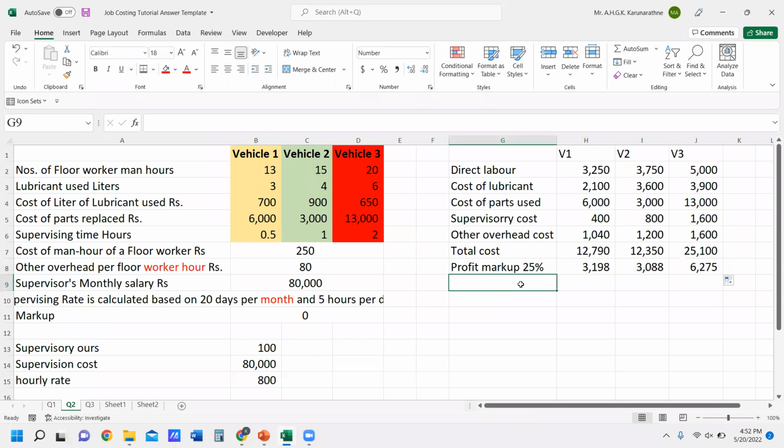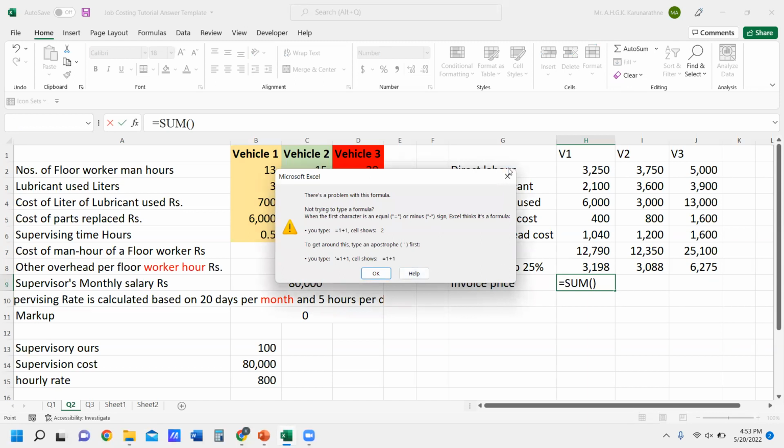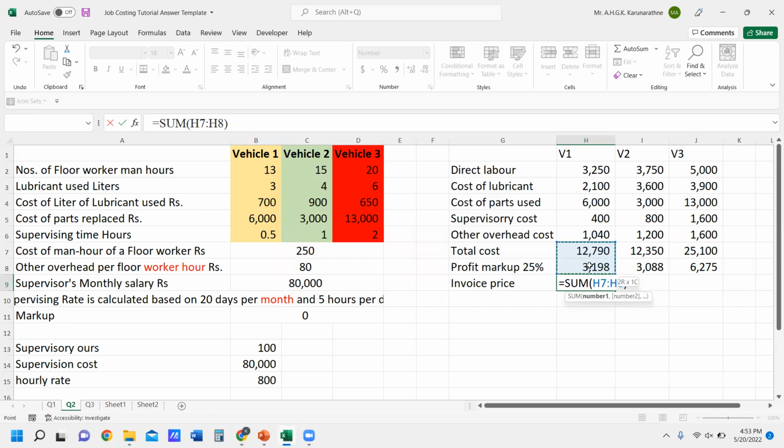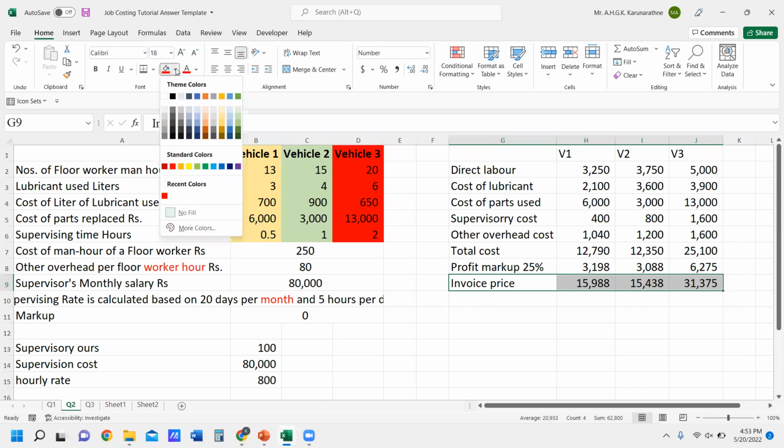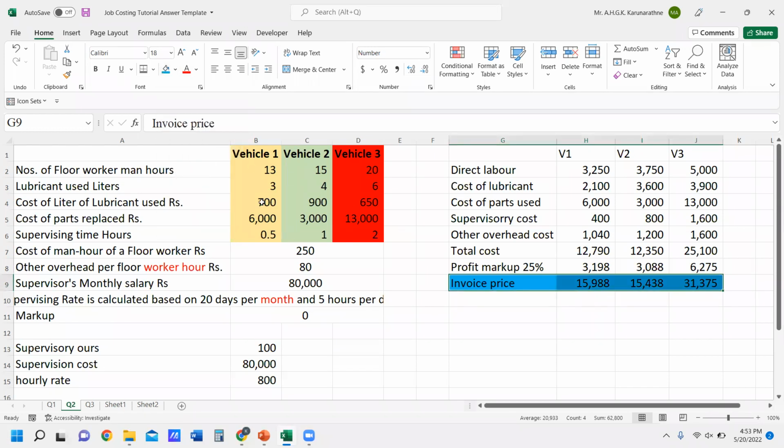Then this is the service invoice price. Right. Finish. That's it.